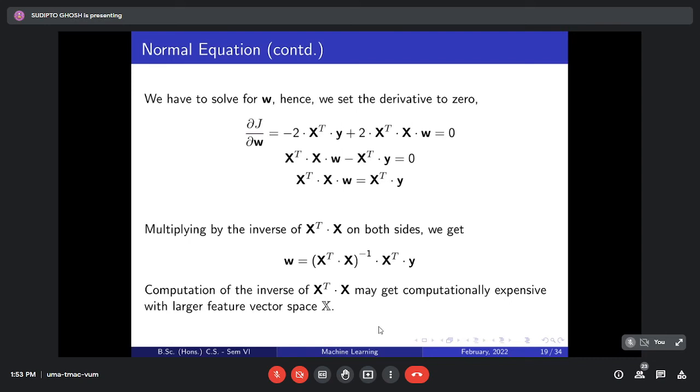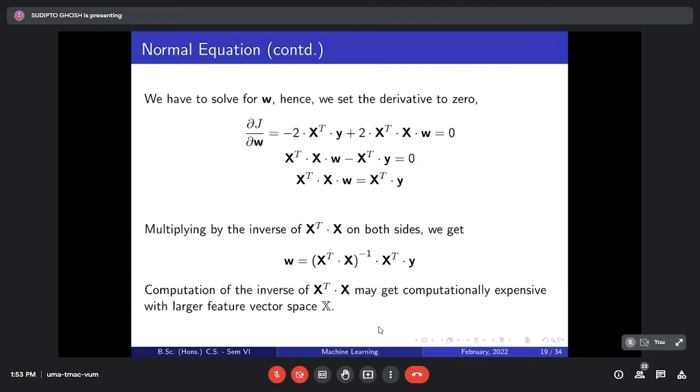You do not have to experiment with any other feature or parameter value. You will get the parameter value from the dataset itself. So this is one thing. Again, we have to take the assumption that there is a zero mean and normal distribution.